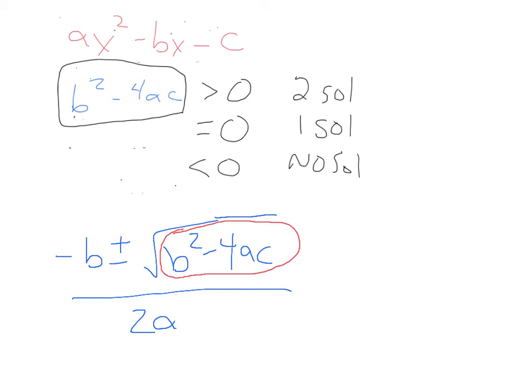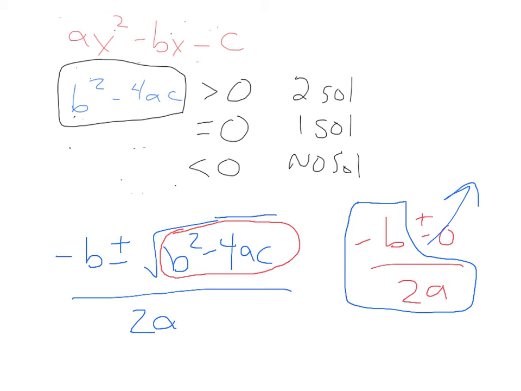If I had 0 under there, the square root of 0 is 0, and then negative b plus or minus 0 over 2a. Negative b plus 0 and negative b minus 0 is the same thing. It's just negative b. That goes away. And so I have one answer, negative b over 2a. But if it's negative, I can't take the square root of a negative number, so I have no solutions. And if it's positive, I'll have two solutions because whatever the value is, I'm adding it and I'm subtracting it. Okay, I think that's about it for me.